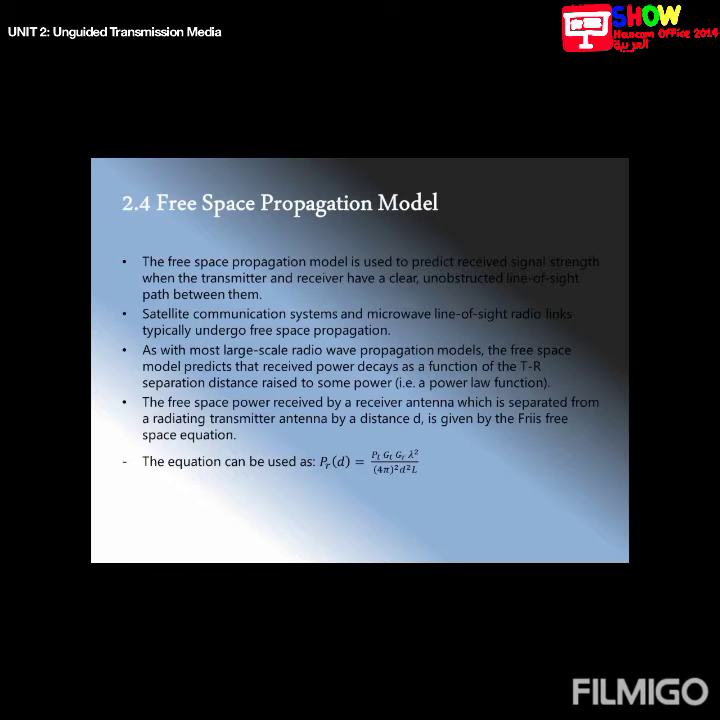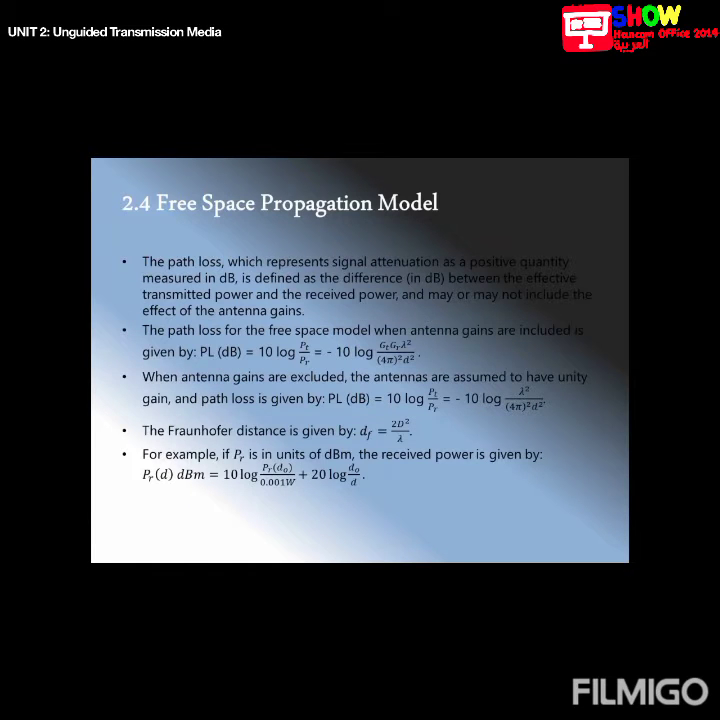The path loss, which represents signal attenuation as a positive quantity measured in dB, is defined as the difference in decibels between the effective transmitted power and the received power, and may or may not include the effect of the antenna gains. The path loss for the free space model when antenna gains are included is given by PL(dB) equals 10 log Pt over Pr, which equals minus 10 log Gt Gr lambda squared over (4 pi) squared d squared.